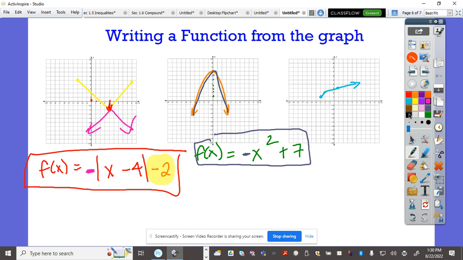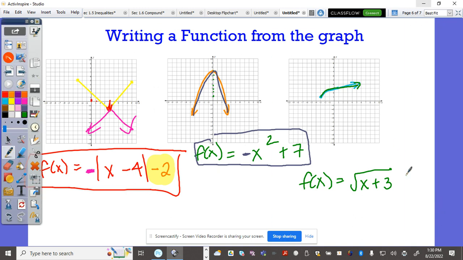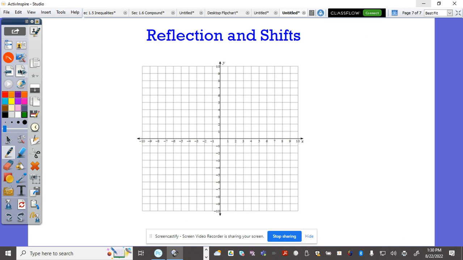And the last one here is a square root because I see the r there, and it went to the left by 3. So this will be x plus 3. And then it goes up by 1, so there will be a plus 1 outside the square root. And that's the answer for this graph here. And that's how you write a function from the graph. So again, the reflection and shifting.